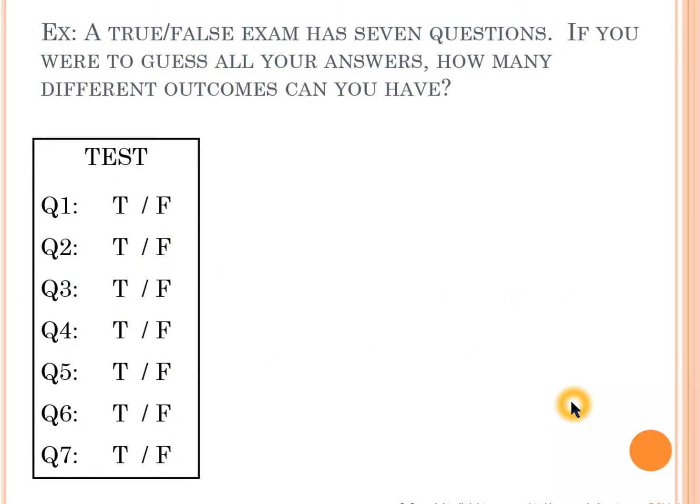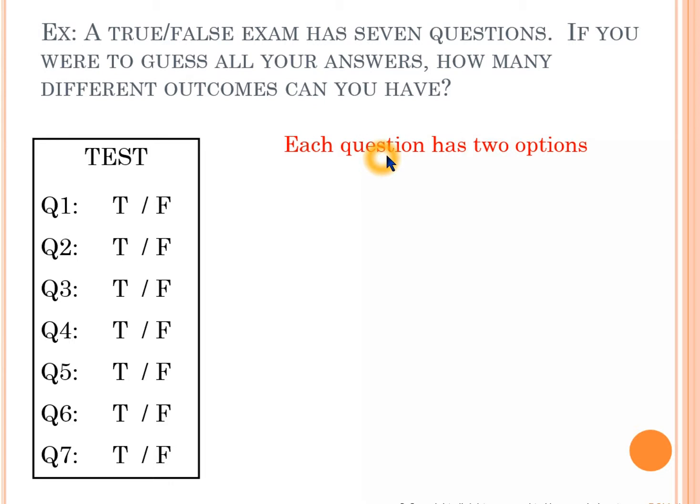All right, let's take a look at another example here. I have a true or false exam. A true or false exam has 7 questions. If you were to guess all your answers, how many different outcomes can you have? All right, let's take a look at this.